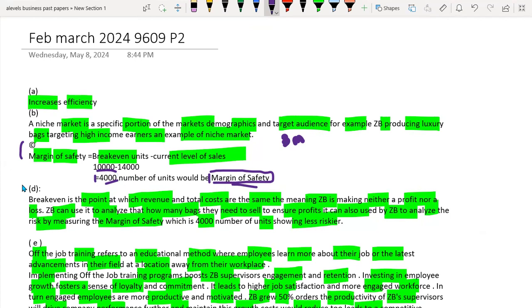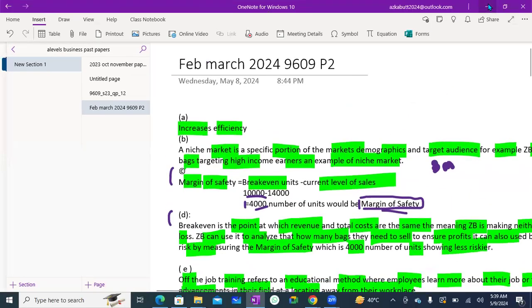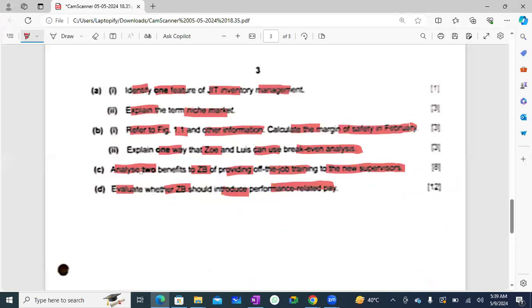And the third question was about how break even is important for us. I think that was the question, but I think we should reread the question again. As you can see, the second part is saying: explain one way that Zoe and Lewis can use the break even analysis.